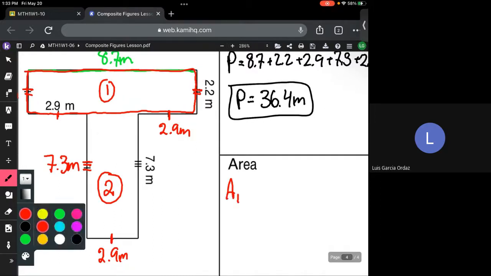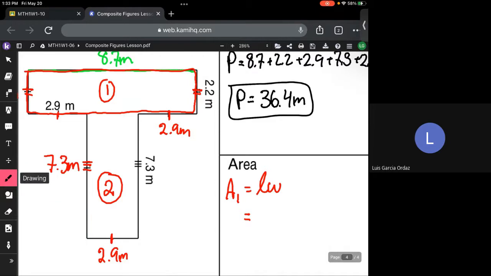So what would the area of a rectangle be? Length times width. So we're looking at shape 1. What is my length and what's my width? 8.7 is my length, and my width is 2.2. So what's 8.7 times 2.2?